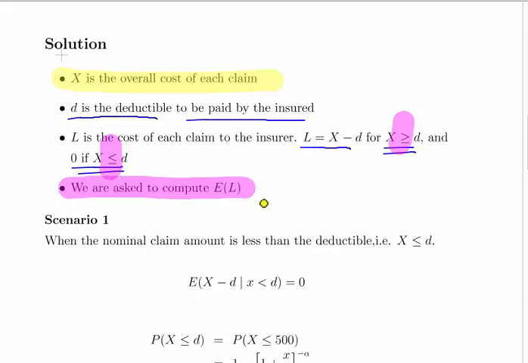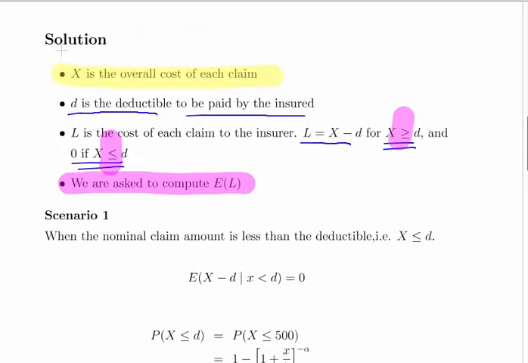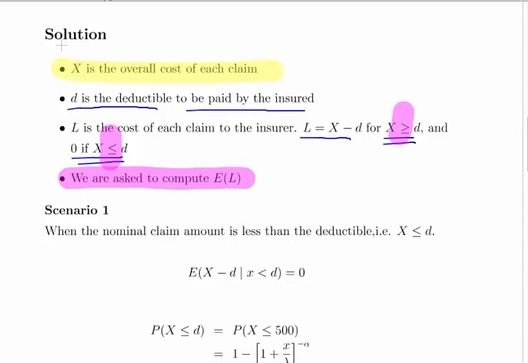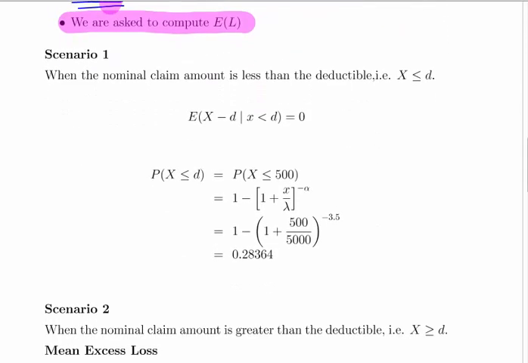What we're asked to do is compute the expected loss to the insurer. So how much this costs the insurer, that's what we're asked for. L is slightly misleading there, but L is the cost to the insurer, the insurer's loss per claim. Now, when the nominal claim amount is less than or equal to the deductible, X less than or equal to D, the no payment is essentially the answer. The insurance company doesn't pay anything, zero.